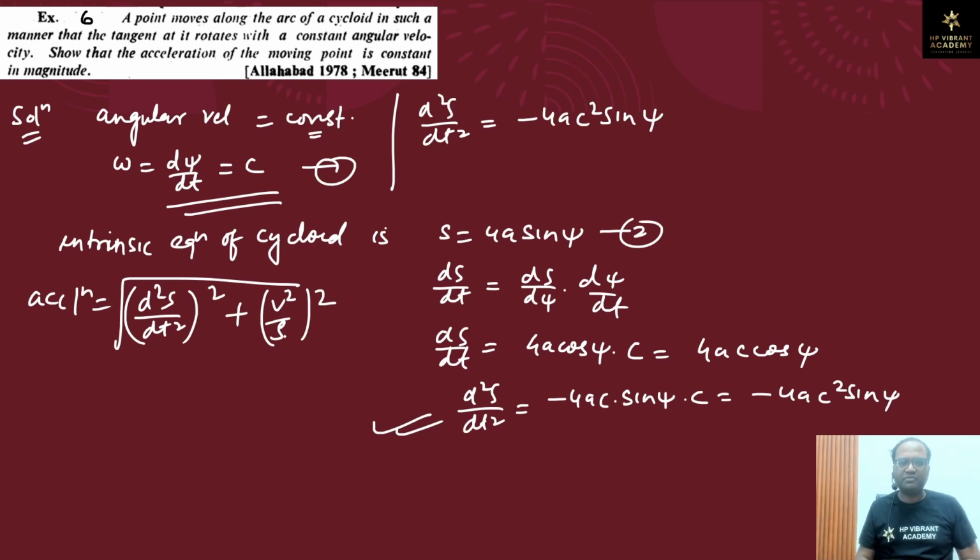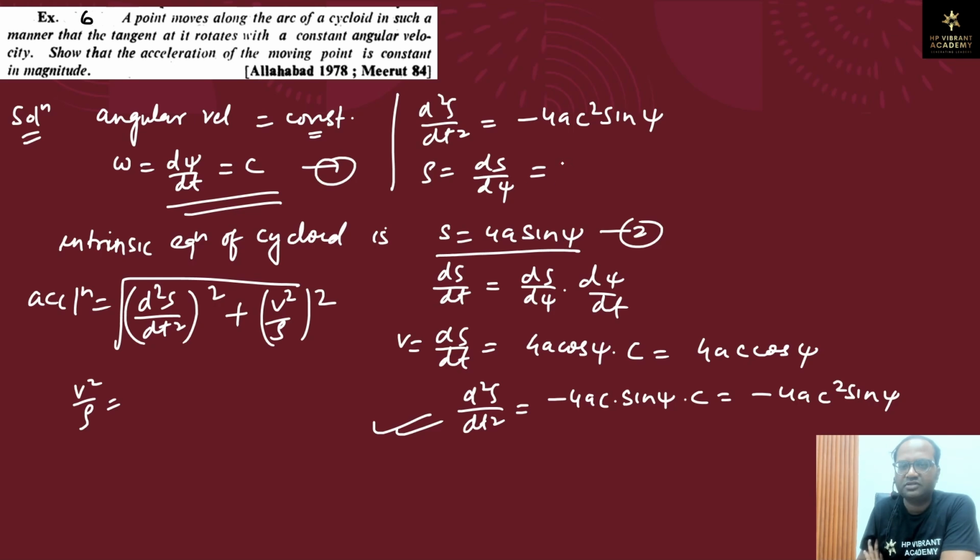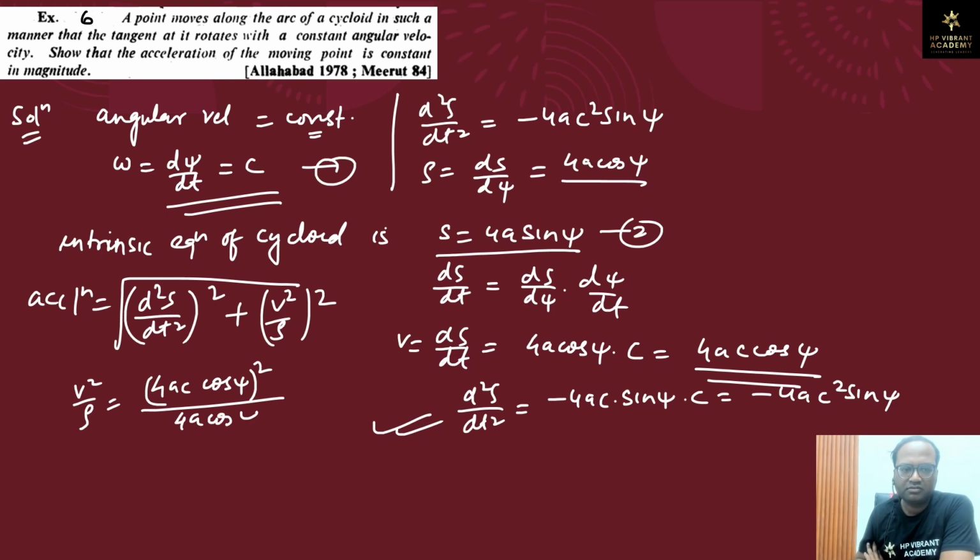Now let us find v square upon rho. We have ds upon dt as v, and rho is equal to ds upon d psi. Since s is equal to 4a sin psi, ds upon d psi is 4a cos psi. So v square upon rho is equal to (4ac cos psi) whole square upon 4a cos psi. So this is 4ac square cos psi. This is equal to v square upon rho, and d2s upon dt square is equal to the earlier value.